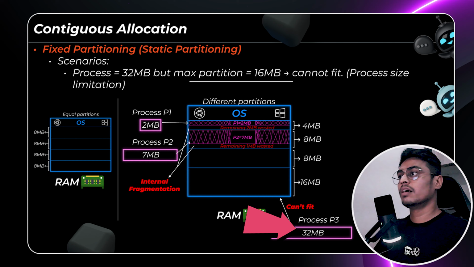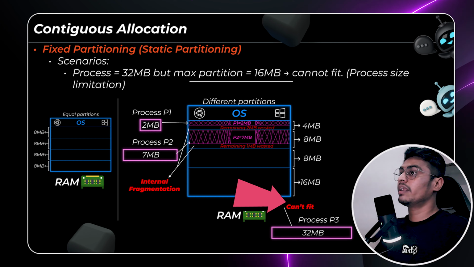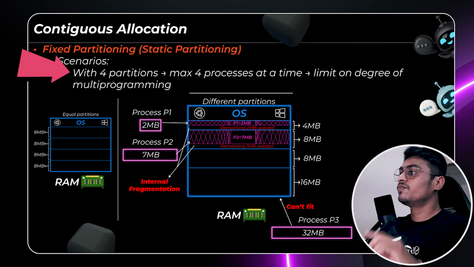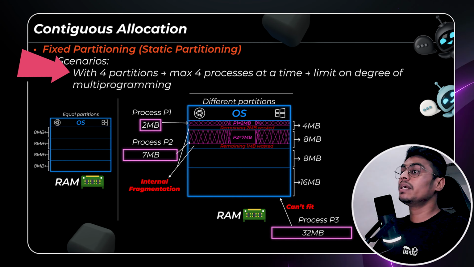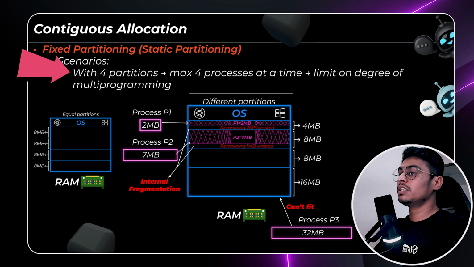Now, consider a 32 MB process trying to enter our system where the maximum partition size is 16 MB. This process cannot be accommodated anywhere. There is a limit on process size. Now, the third limitation is what? Since we have a fixed 4 partitions, we can accommodate a maximum of only 4 processes simultaneously. If we want 5 or 6 processes in RAM, it's impossible. This creates a limitation on the degree of multiprogramming. With variable sized partitions of 4 MB, 8 MB, 8 MB and 16 MB, we can accommodate processes up to 16 MB, providing more flexibility, though internal fragmentation still occurs.